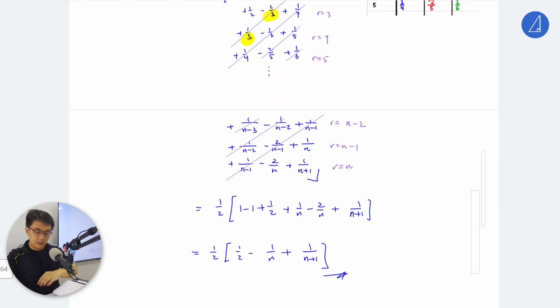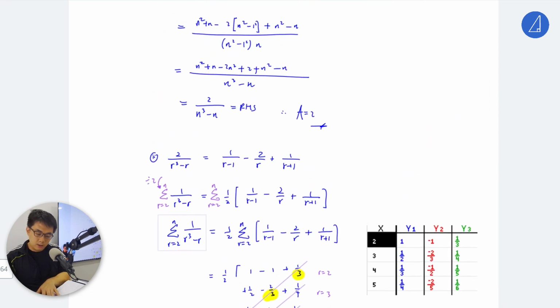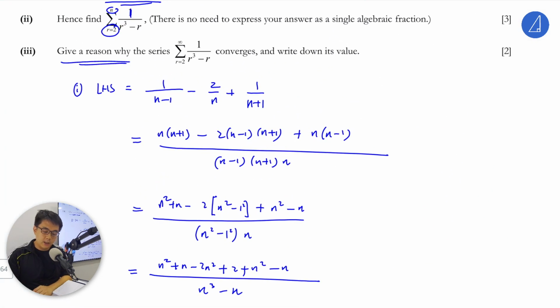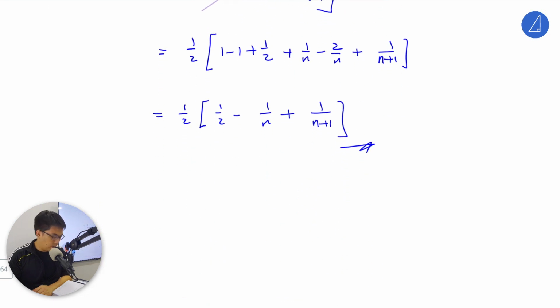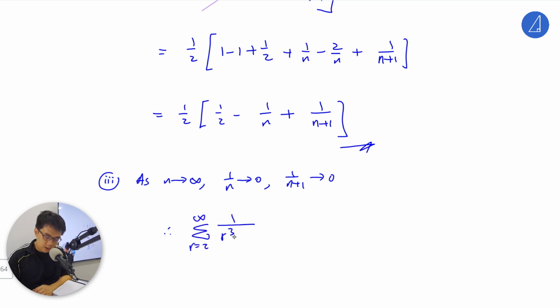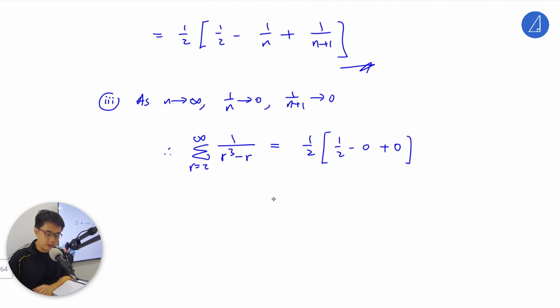Quite standard. The last one is why does it converge? So you just write now, give a reason why. So for 2 to infinity, part 3: as n goes to infinity, this is the reason. 1 over n goes to 0, 1 over n plus 1 goes to 0. So hence the sum to infinity, r equals to 2, of 1 over r cubed minus r is equals to half, half minus 0 plus 0, which is 1/4. Okay, that's it.